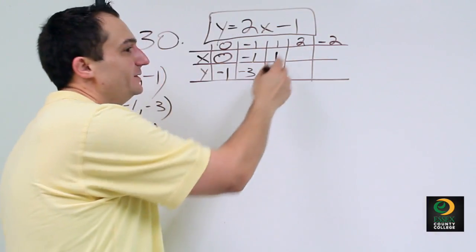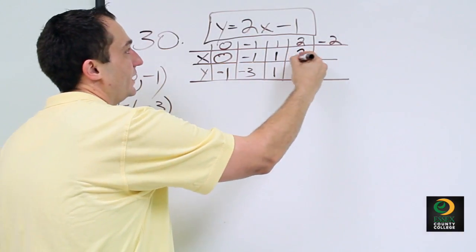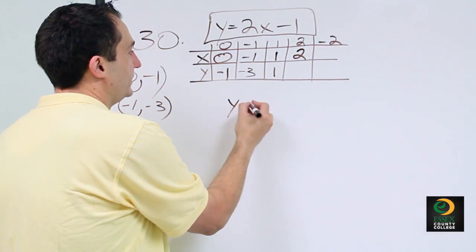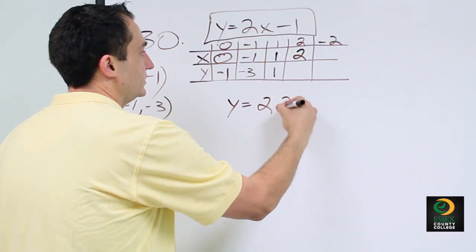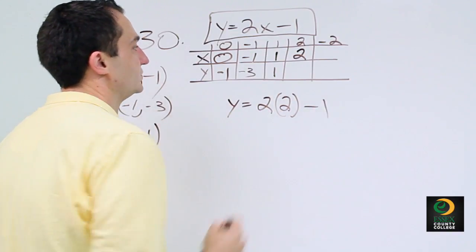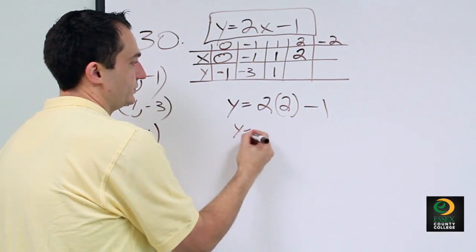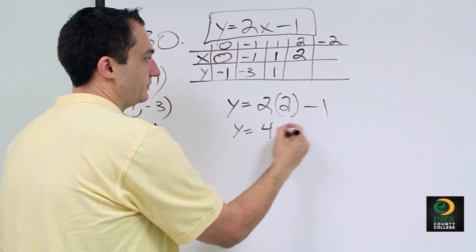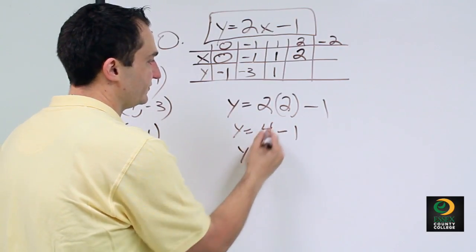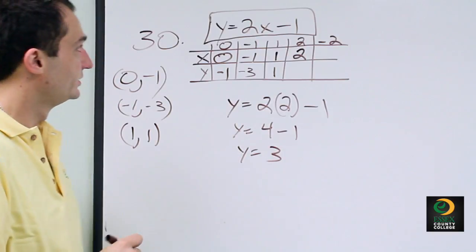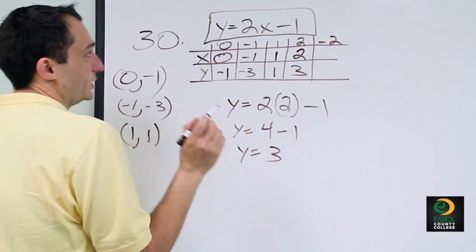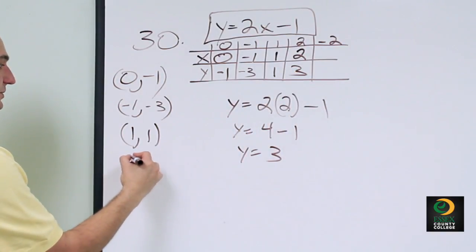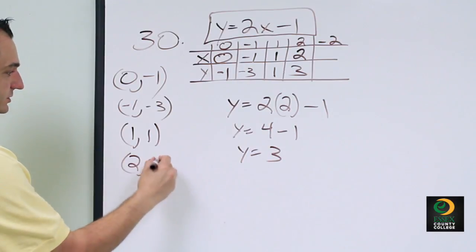For the fourth point, I'm going to put a 2 in for x. So we're going to have y is equal to 2 times 2 minus 1. So y is equal to 2 times 2 is 4 minus 1. So y is equal to 4 minus 1, which is 3. So a 3 would go in our chart there. Our fourth point would be 2, comma, 3.